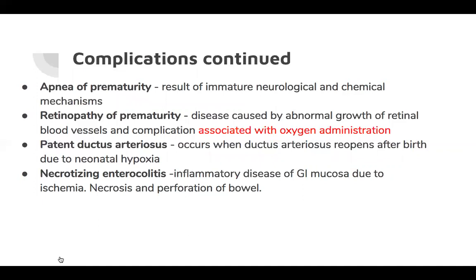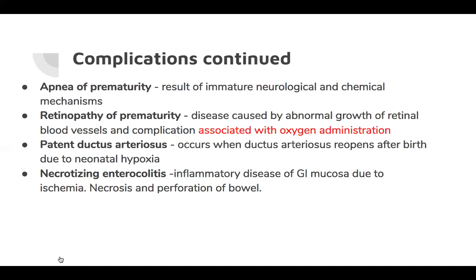Retinopathy of prematurity: the biggest key and takeaway is it's associated with the oxygen administration. So really monitoring those pulse ox, keep an eye on the ABGs, looking at the baby. How's the baby breathing? Can we start weaning the baby off of this high flow oxygen? Patent ductus arteriosus occurs when the ductus arteriosus space reopens, kind of in a compensating mechanism due to neonatal hypoxia.